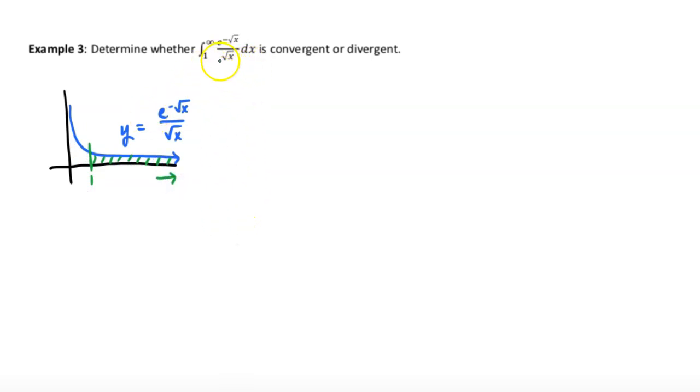And I can't use that rule I just found because now this is no longer in the form of 1 over x to some power. But I'm going to use my usual technique of finding the limit as t approaches infinity. So I'm replacing this infinity with a t. So I'm taking this from 1 to t with the same integrand, e to the negative root x over the square root of x dx. And I'm taking this limit as t approaches positive infinity. And so now to integrate this.